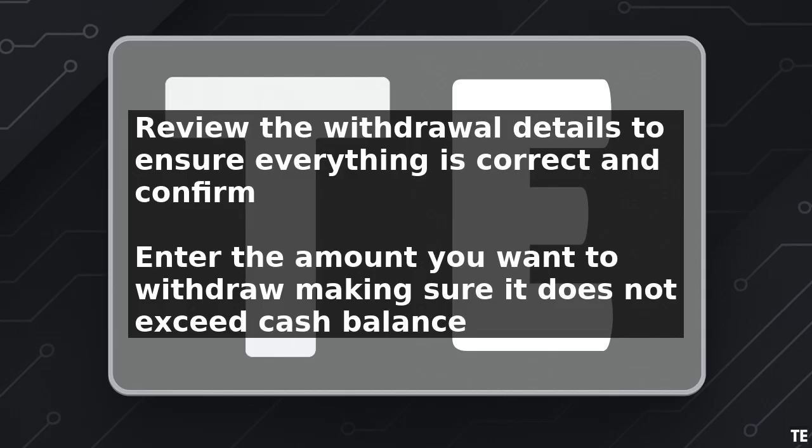In summary, to withdraw buying power in Robinhood, wait for any outstanding trades to settle. Navigate to the account summary. Tap on the transfer button. Enter the withdrawal amount, review the details, and confirm the transaction. By following these steps, you can easily withdraw your buying power from Robinhood.